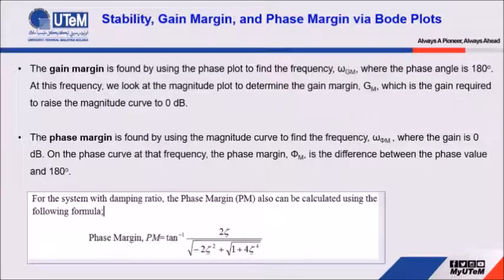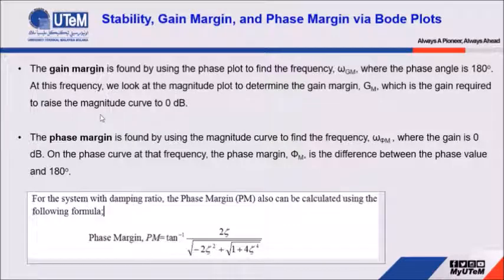Next, from the magnitude plot and phase plot, we can check the stability of the system by obtaining the gain margin and phase margin. The gain margin is found by using the phase plot to find the frequency omega gm, meaning omega gain margin, where the phase angle is 180 or negative 180, depending on whether the component is in the numerator or denominator. At this frequency, we look at the magnitude plot to determine the gain margin GM, which is the gain required to raise the magnitude curve to 0 dB.